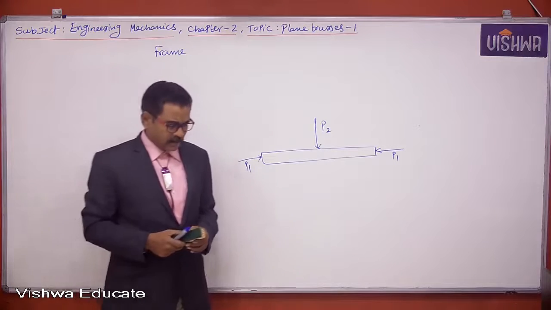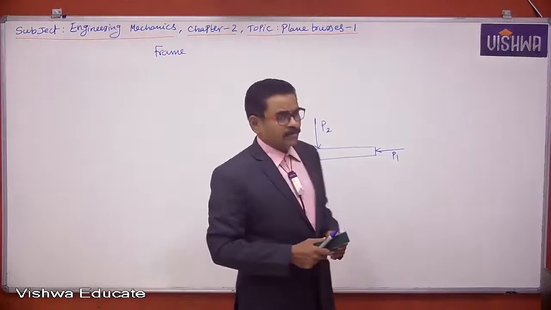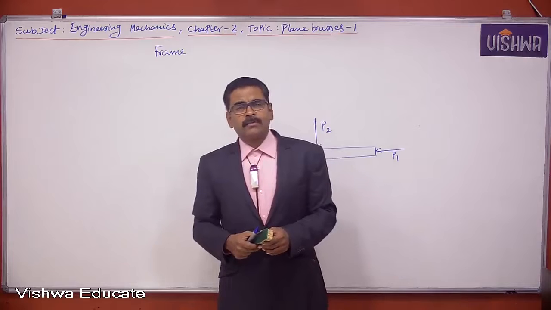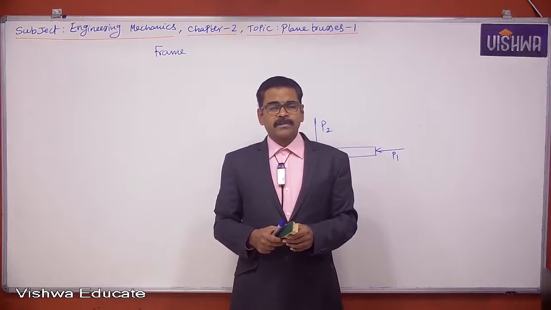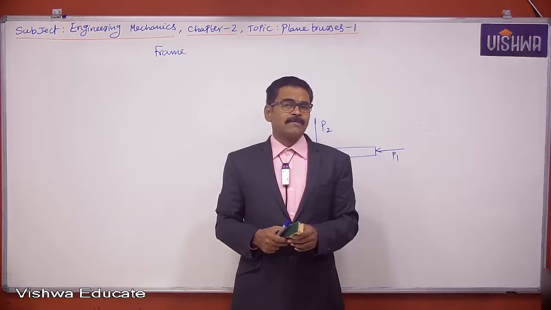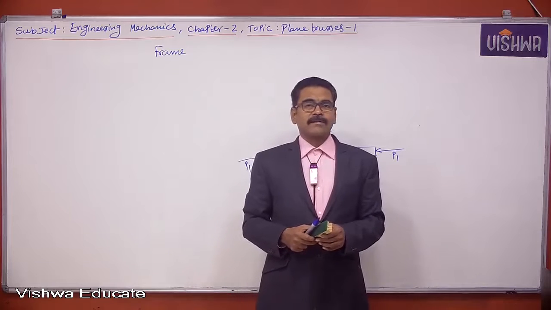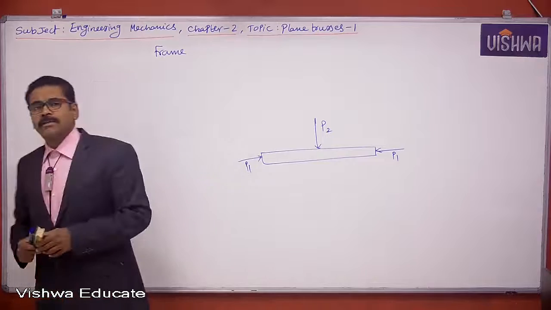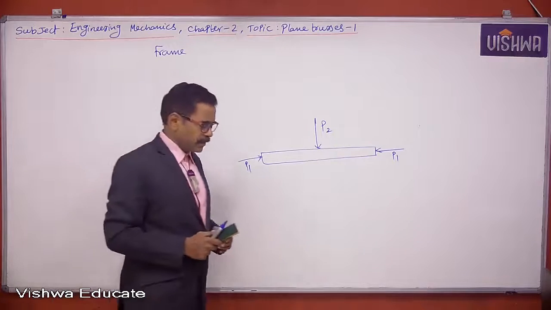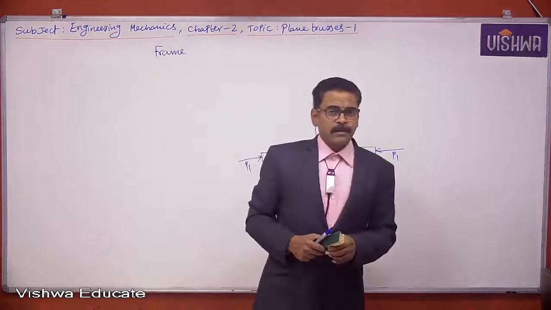Right. And one more point, in frames, all joints need not be pin joints. Some joints could be pin joints, some could be fixed joints, some are welded joints, some are bolted joints. All joints in a frame need not be pin joints. The joints could be any kind of joints. That is the second point.